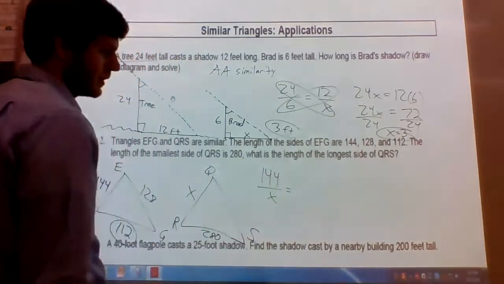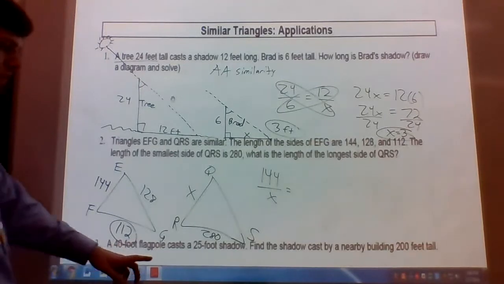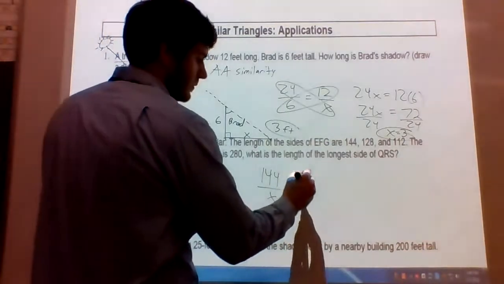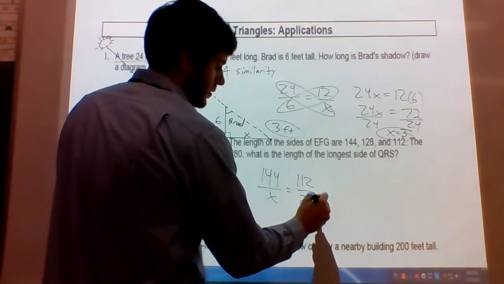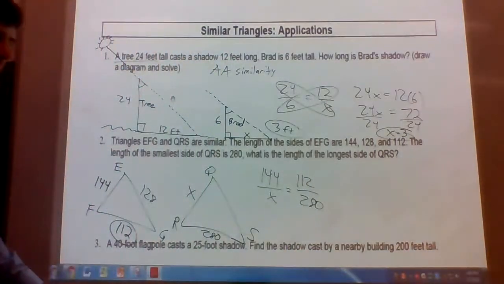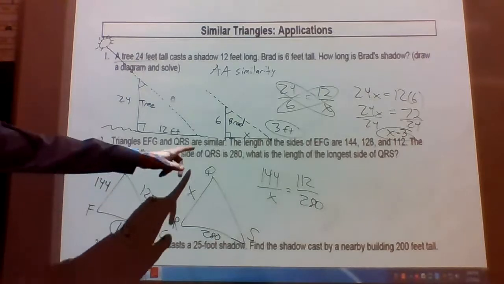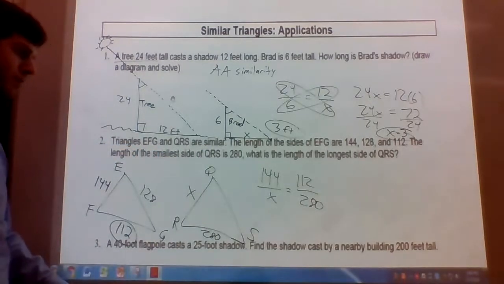That's one pair of corresponding sides. Then we're going to have 112 over 280, and it's another pair of corresponding sides. Okay, so those ratios should be equal because the triangles are similar. So we can cross multiply.